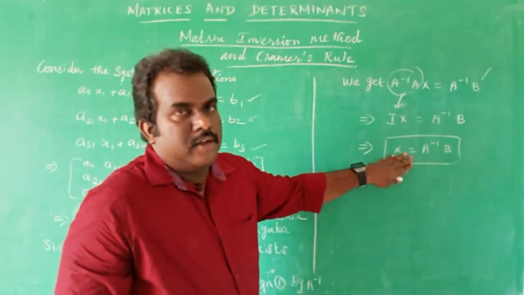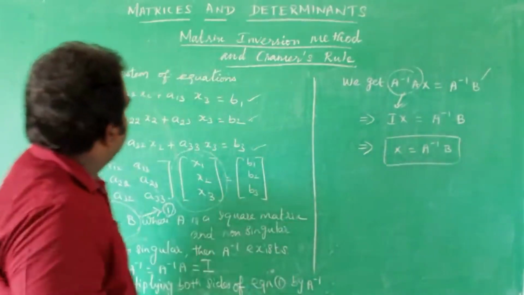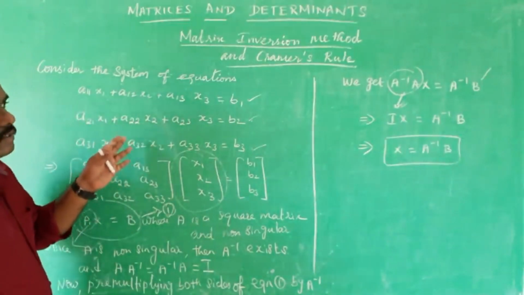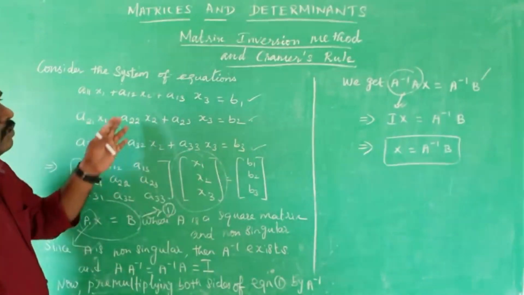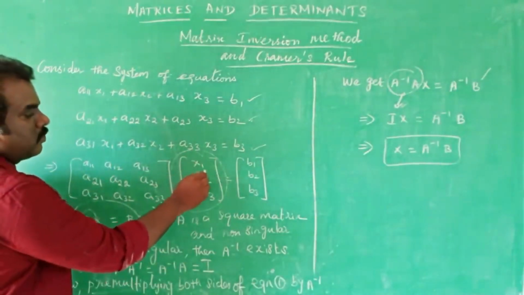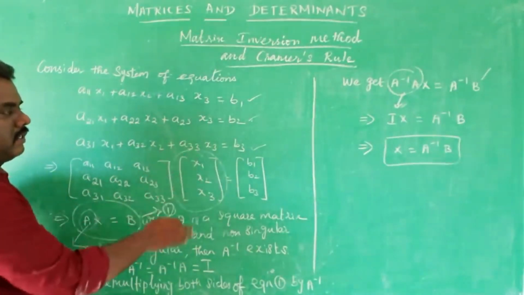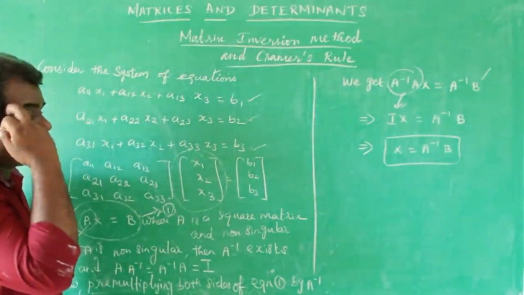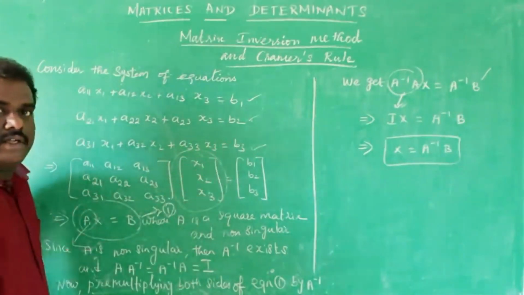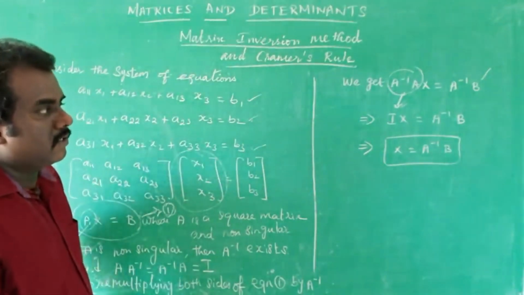This is the formula for finding the solution of the system of linear equations. This formula can be used to solve the system of linear equations and find the values of x1, x2, and x3. Here we have three unknowns. For that reason, we are finding three unknowns by using the formula X is equal to A inverse into B.